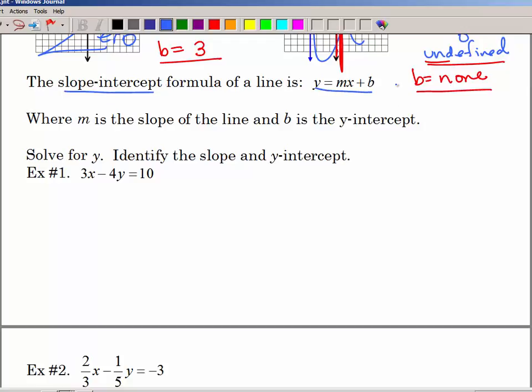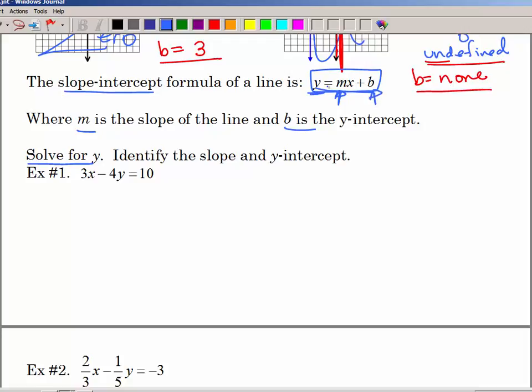You're probably familiar with that. So again, m is the slope and b is the y-intercept. So you're going to be asked to solve for y, and then tell me what the slope and y-intercept is. Because you have to solve for y first, so it's in this format because there's m and there is b, but that only works when y is by itself.